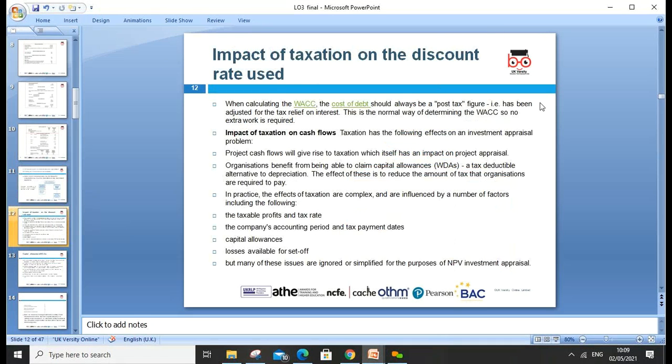Okay, then next we look at the impact of taxation on the discount rates used. Normally you learn about discount factors in investment appraisal. Are we all okay with investment appraisal? Have you done investment appraisal?